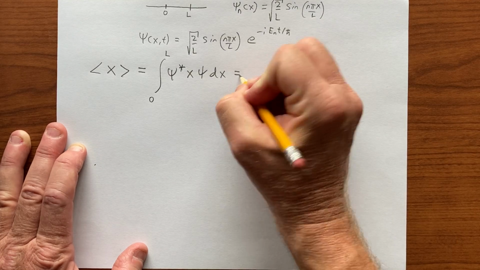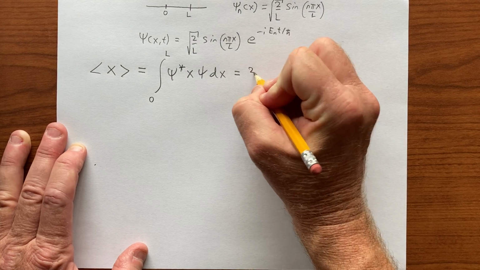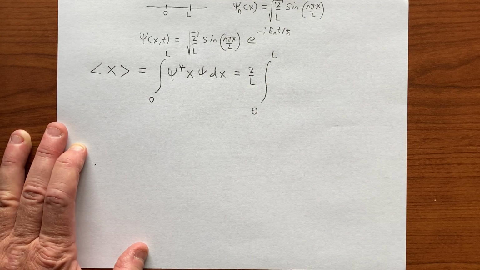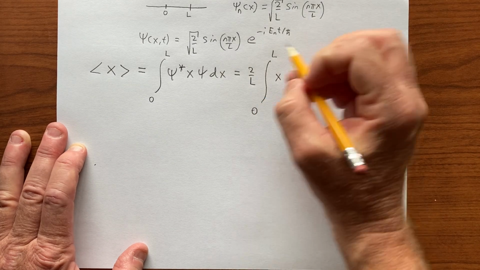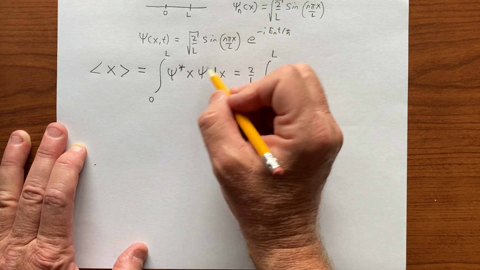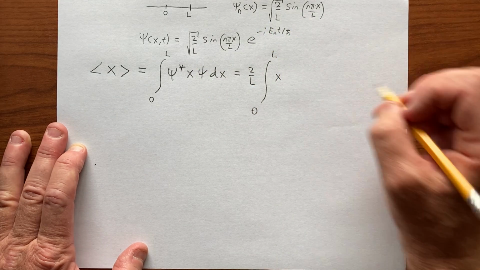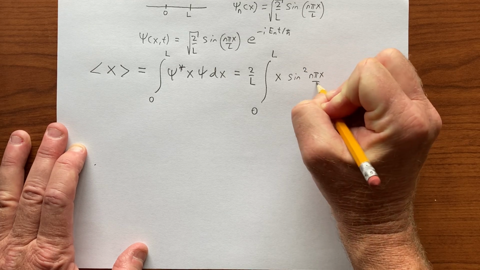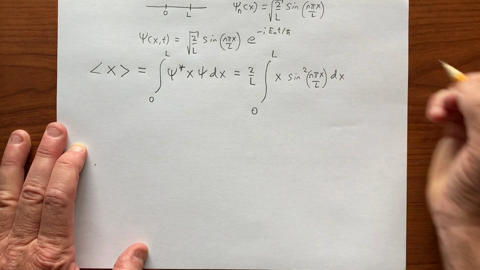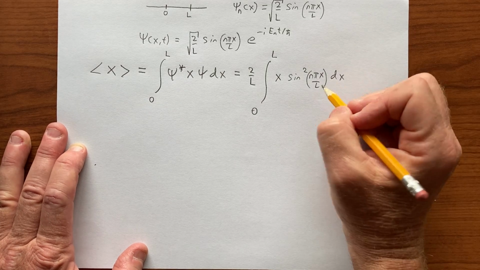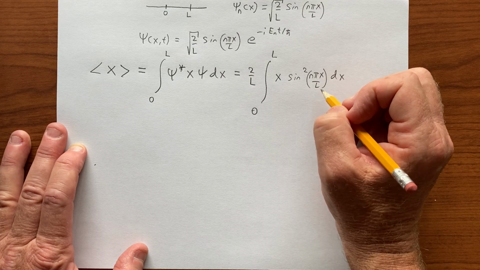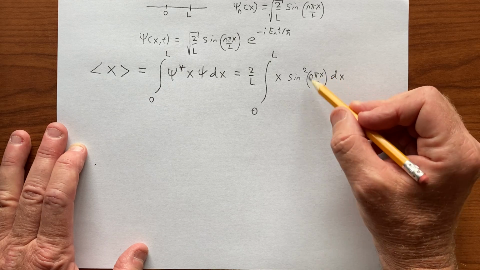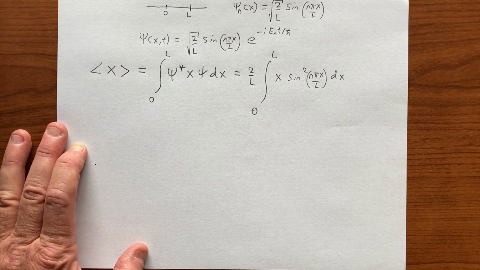and that would reduce to 2 over L, integral from 0 to L of x, and psi star psi just gets rid of the time part, and we square the other part. So we get sine squared of n pi x over L dx. And if we want to do the integral directly, we can replace dx with some other variable and do the calculation.